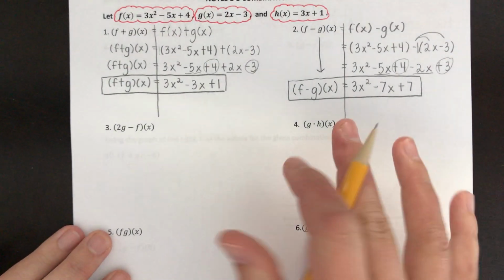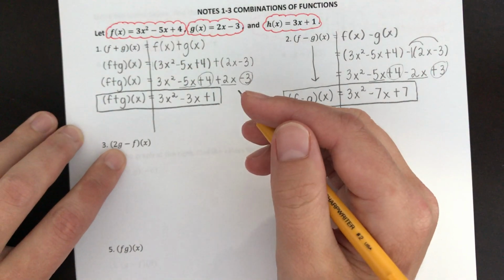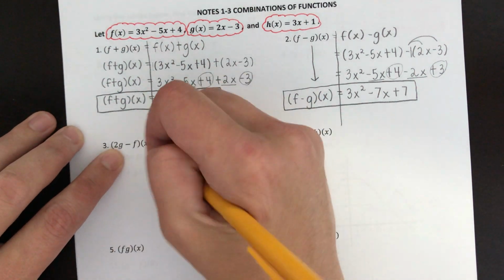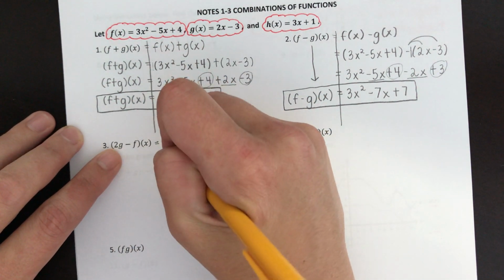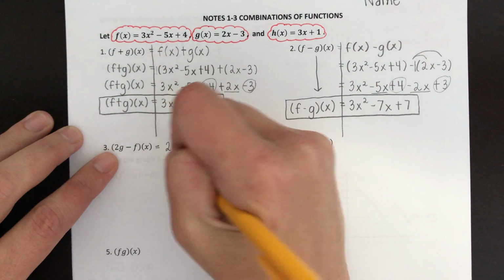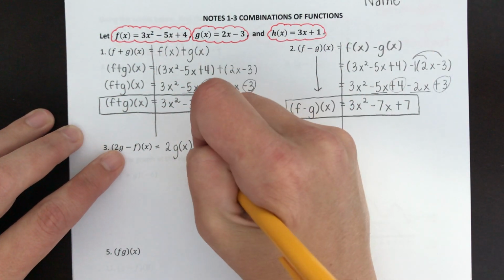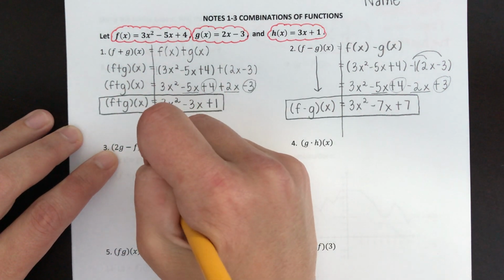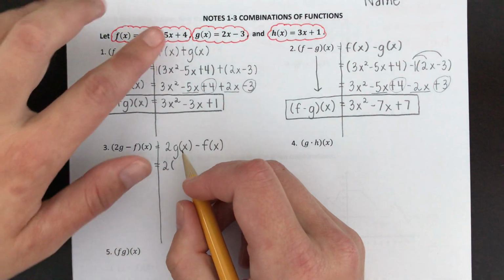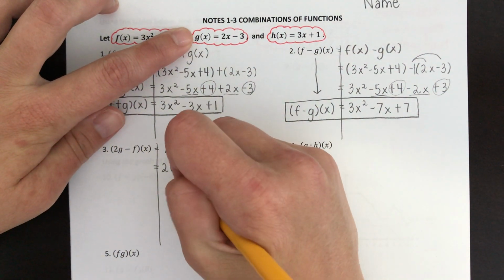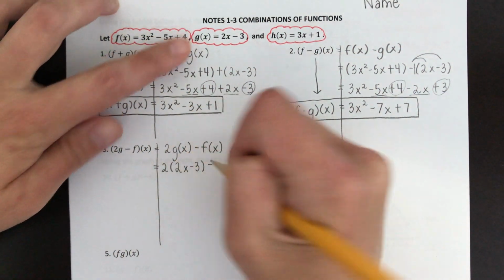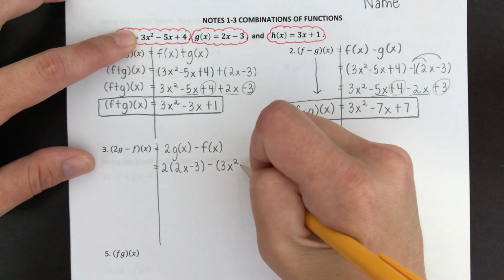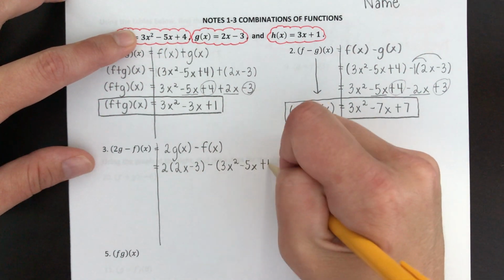All right, let's move on to number 3. So on number 3 here we have 2 times g minus f of x. Remember when a number's in front like that, that means times. So that's exactly what we're going to write. 2 times g of x, that's what that means, times, minus f of x. Okay, so let's plug everything in that we know here. So 2 times g of x, so let's find g of x. G of x is 2x minus 3. And then minus, and then f of x, which is this 3x squared minus 5x plus 4.